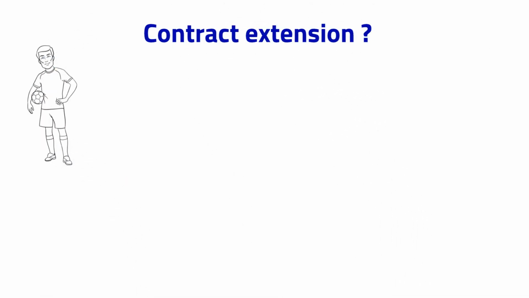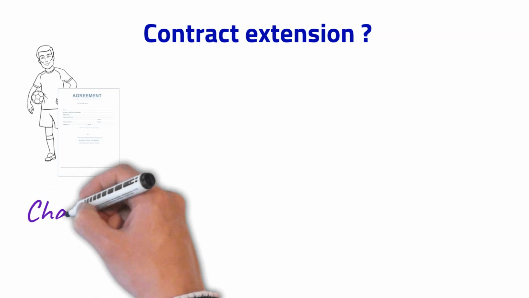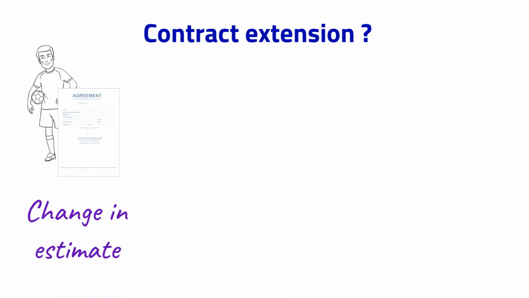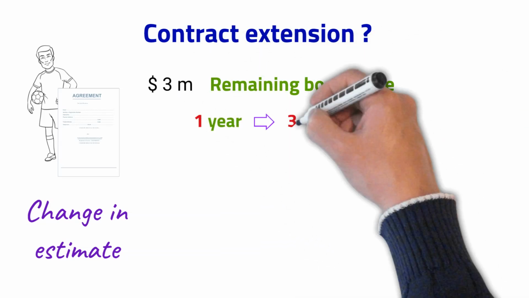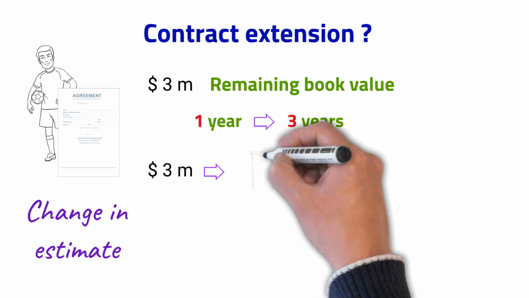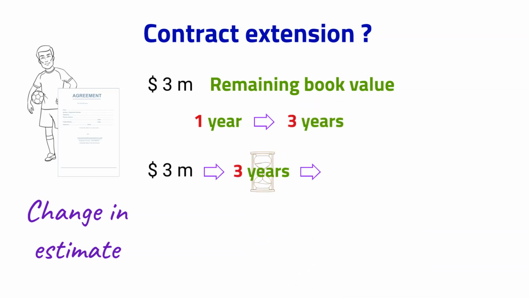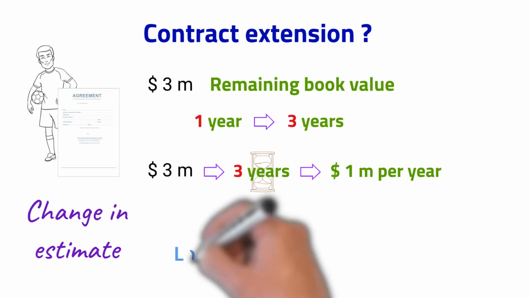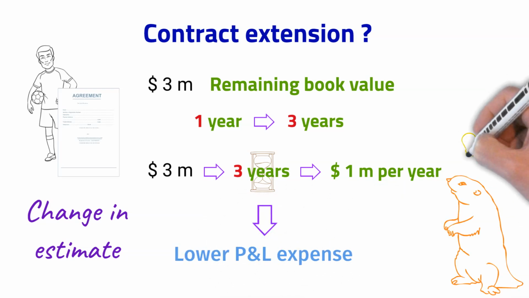And what happens when the contracts with players get extended? If the player extends after 2 years, the remaining book value is amortized over the new remaining term. That is a change in estimate, so adjust the future expense, do not restate the past. For example, if the remaining value of the contract was $3 million and it was supposed to end this year, this value now needs to be amortized not by 1, but by 3 years. That means amortization expense in the income statement decreases from $3 million to $1 million per year.